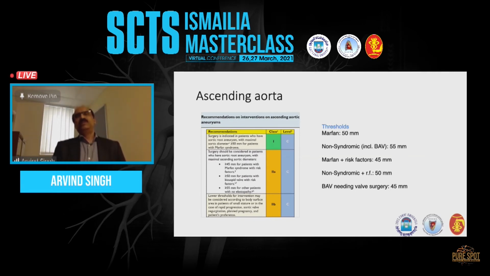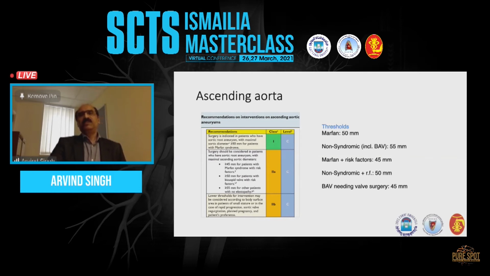The problem arises when bicuspid aortic valve patients do not have a significant aortic stenosis or regurgitation. Their bicuspid valve is functioning fine. The guidelines still say that if they are non-syndromic, not a high-risk bicuspid aortic valve, and high-risk bicuspid aortic valve has been defined, I'll show you in the next slide, then the threshold still remains 55. If they are high-risk bicuspid aortic valve, if there are risk factors, then the threshold goes down to 50 millimeters.